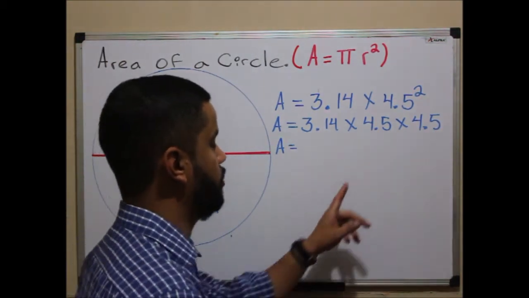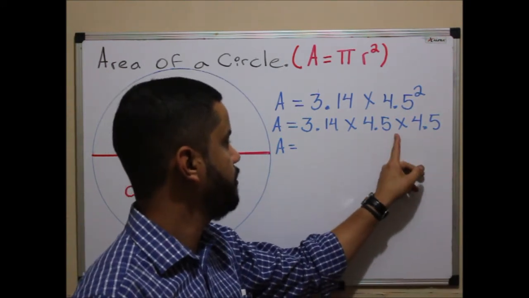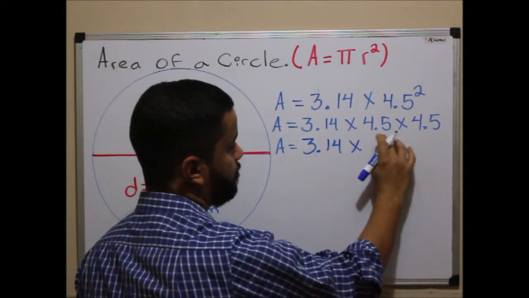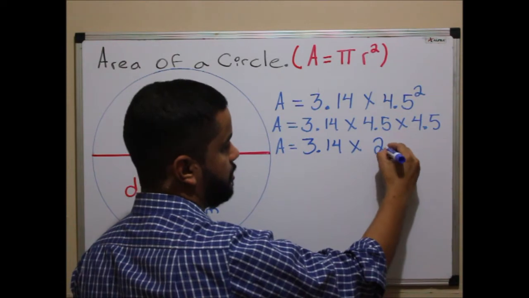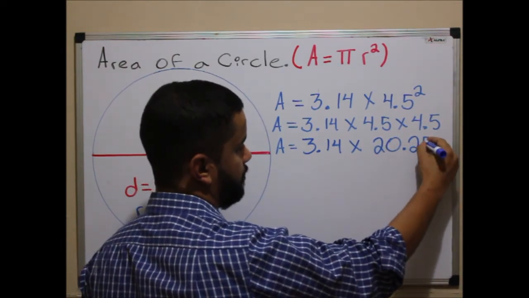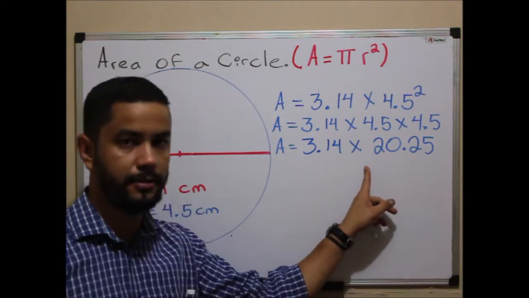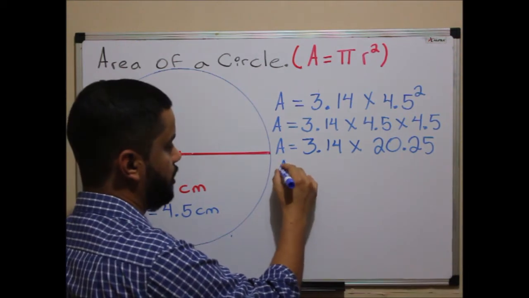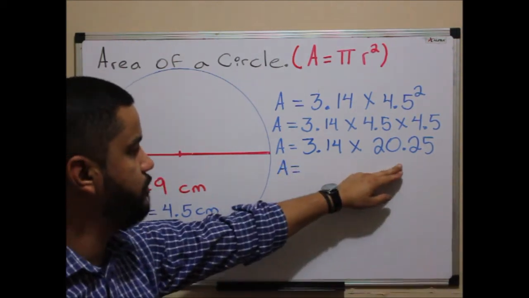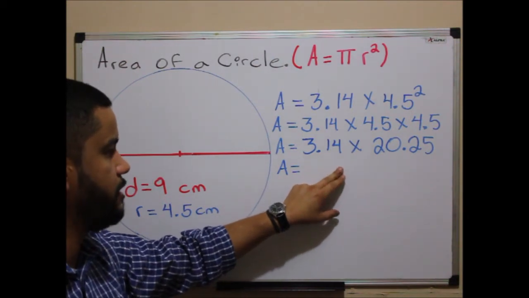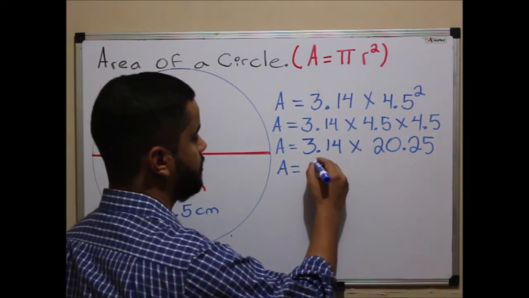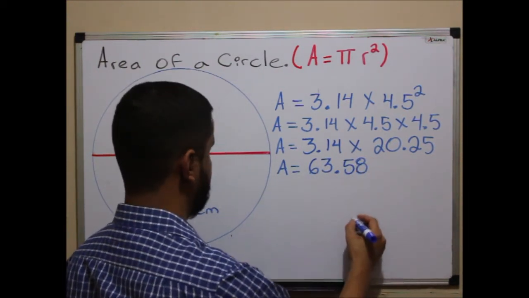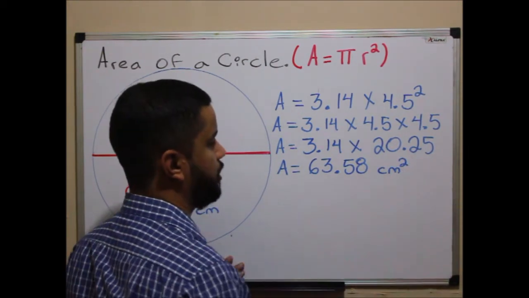Using a calculator, we're going to find the value of 4.5 times 4.5, and the product of that is 20.25. Now we're going to solve 3.14 times 20.25. So we're going to start writing area, and using a calculator we're going to find the result of that multiplication. That will be 63.58 centimeters squared, like that.